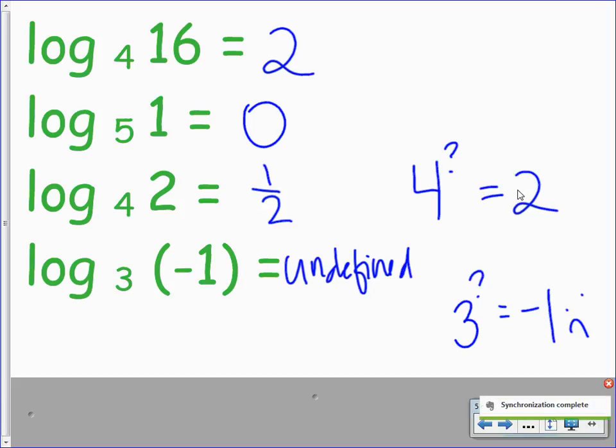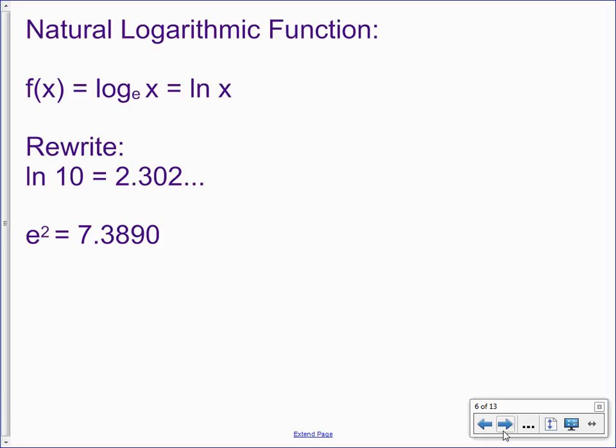Okay, let's talk about that base e. Base e is special, isn't it? When we have a logarithm with base e, what do we call it? The natural logarithm. So the natural logarithm is log base e, which we write as the natural log of x. Now since e is an irrational number, a lot of times we're going to get some irrational values out of the natural logarithm.